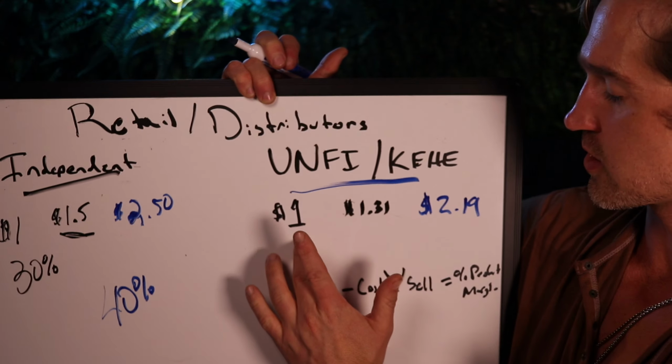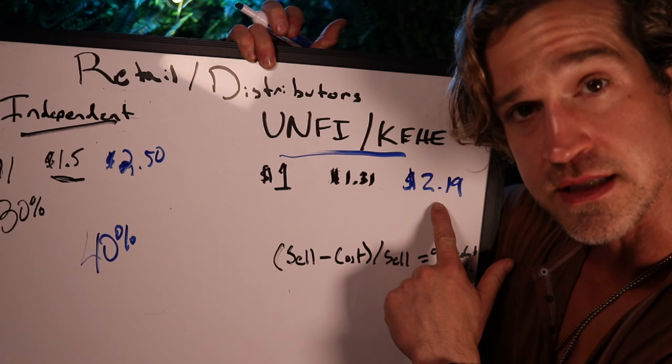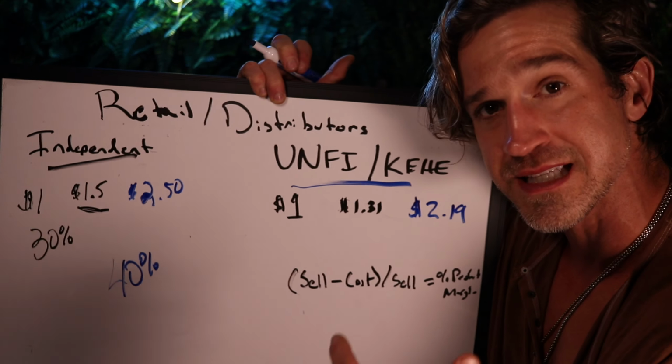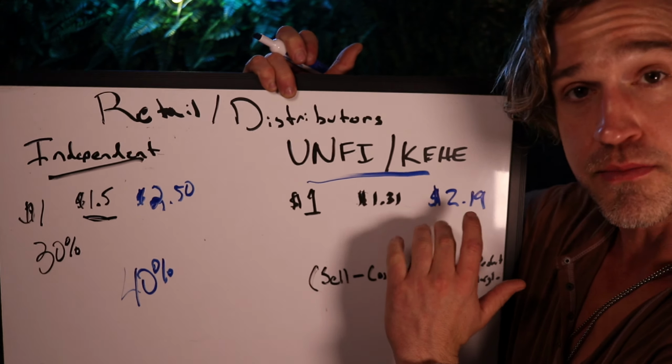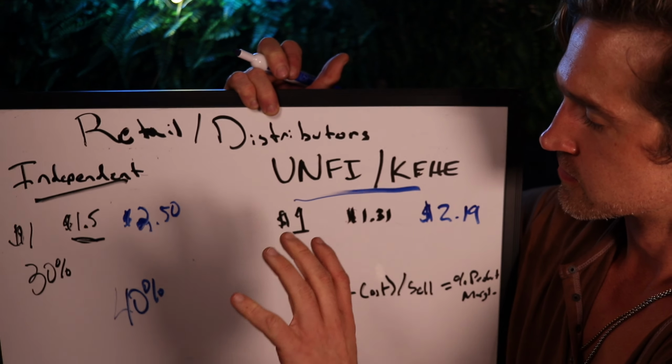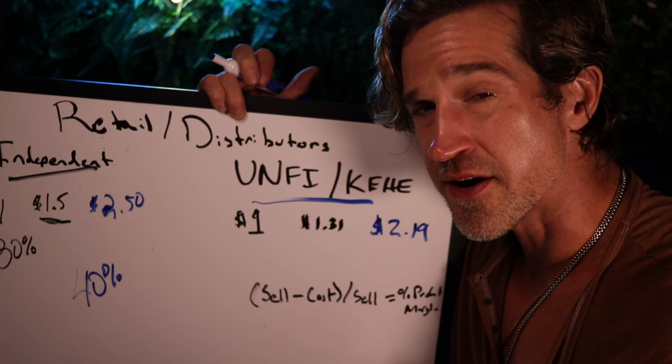So if your distributor's profit margin is only 20%, this is what it looks like. You sell your thing for $1 still. At the store, it's $2.19 rather than $2.50. That's 31 cents less. This will probably move faster with the 20% profit margin, but that's like the worst case scenario.